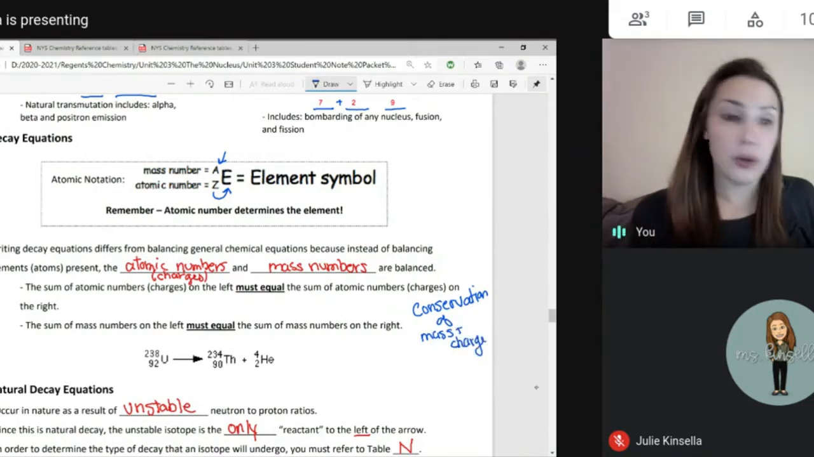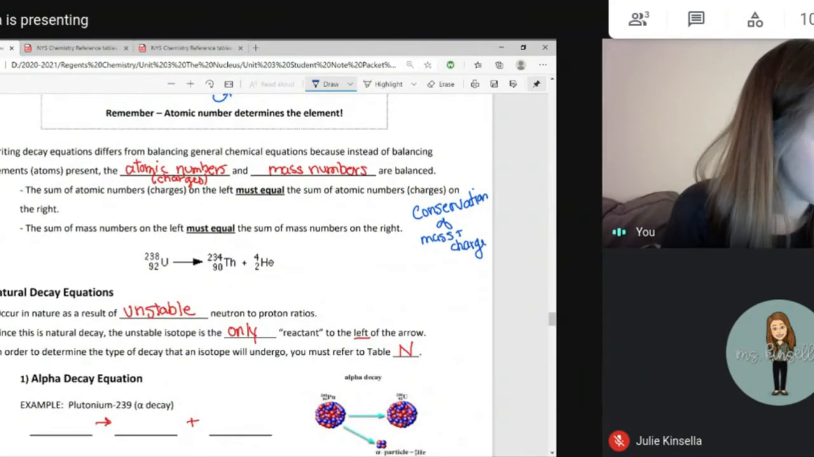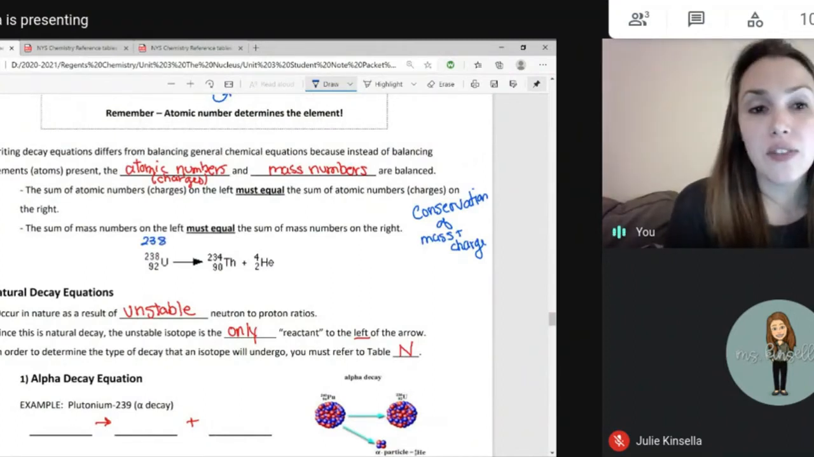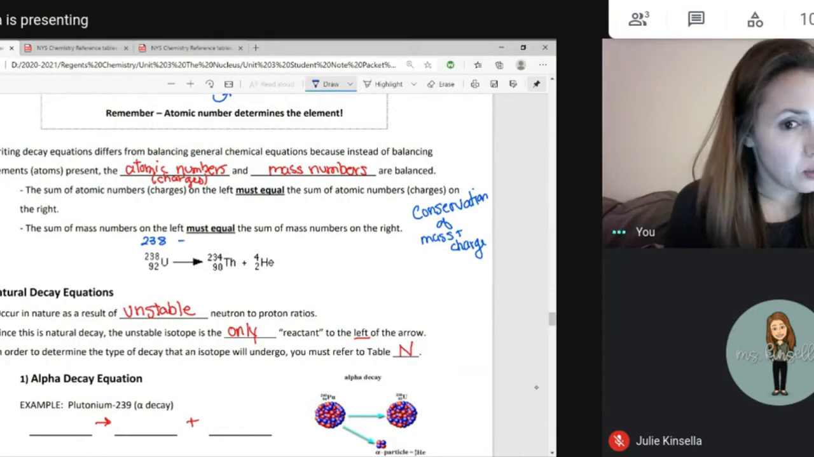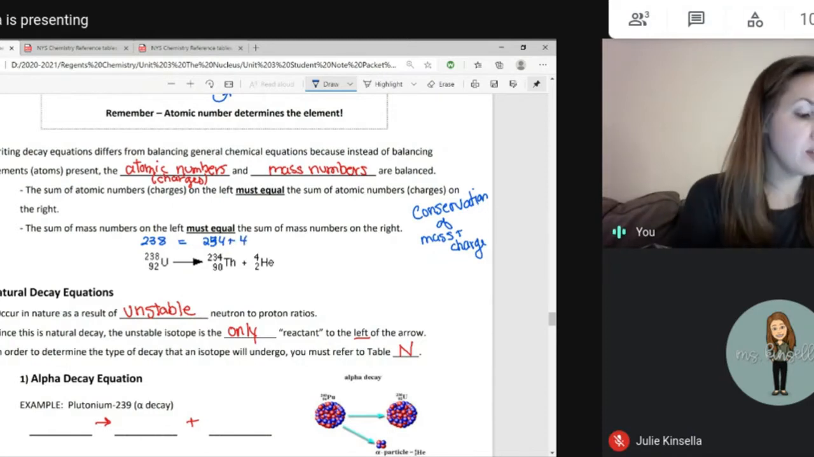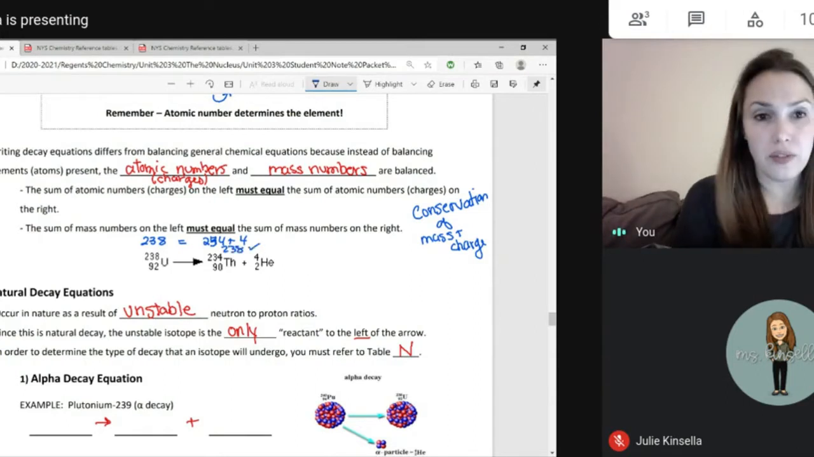All right, so what do I mean by that in terms of our equation here? I'm going to look at just the top numbers here. So on the top, I have 238 on the left. Think of the arrow as your equal sign. Then I'm going to look at the two top numbers on the right. The sum of these has to equal the sum on the left, and it does. So 234 plus 4 gives me 238, which is equal to the left-hand side.